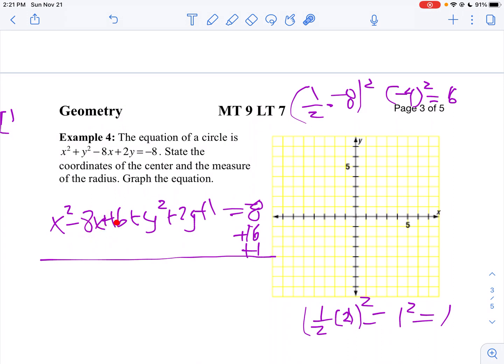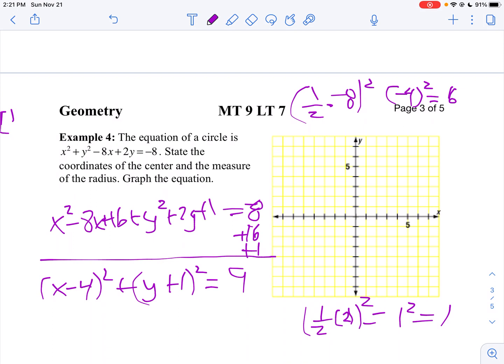So the square root of 16 is 4. Notice it's negative because my middle term is negative. So I'm going to say x minus 4, the quantity squared, plus y plus 1, the quantity squared, equals, let me see, 16 minus 8 is 8 plus 1 is 9.